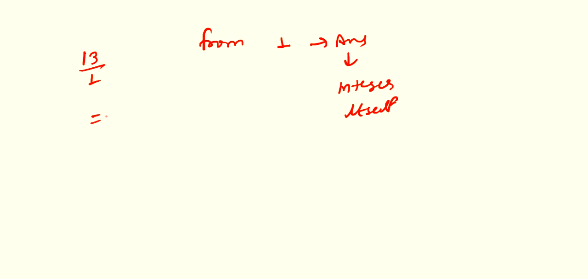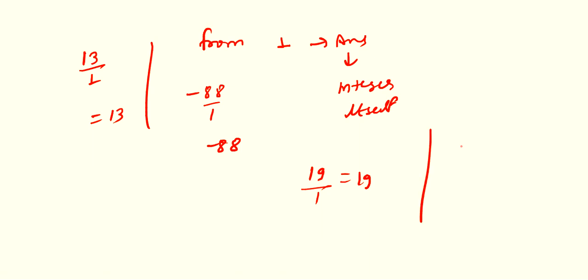Then next, if you divide any integer by 1, your answer will be the integer itself. For example, 13 divided by 1, the answer is 13. Minus 88 divided by 1, the answer is minus 88. 19 divided by 1, answer is 19. 43 divided by 1, answer is 43. So this is the third property.